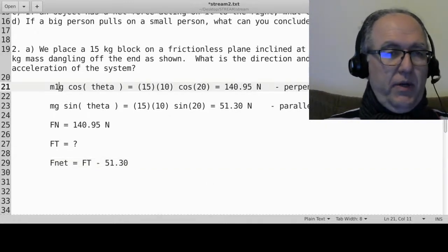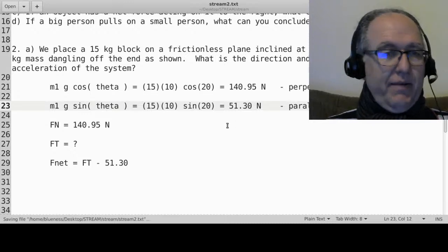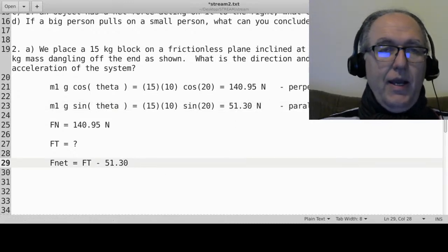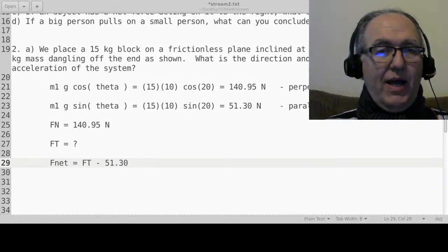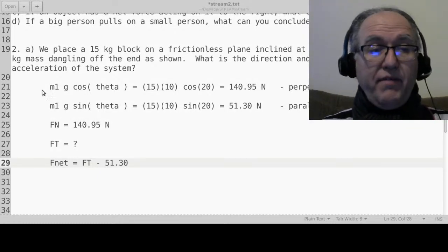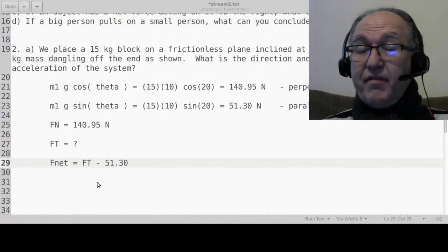Oh, and by the way, I probably should have put here mg1, just mg1, to not confuse it with mg2, which we'll have in a minute. There you go, there's F net. This is the point at which students often get confused. They go, well, what do I do next? The whole point of the free body diagram was to get F net. And there we go, we got F net.